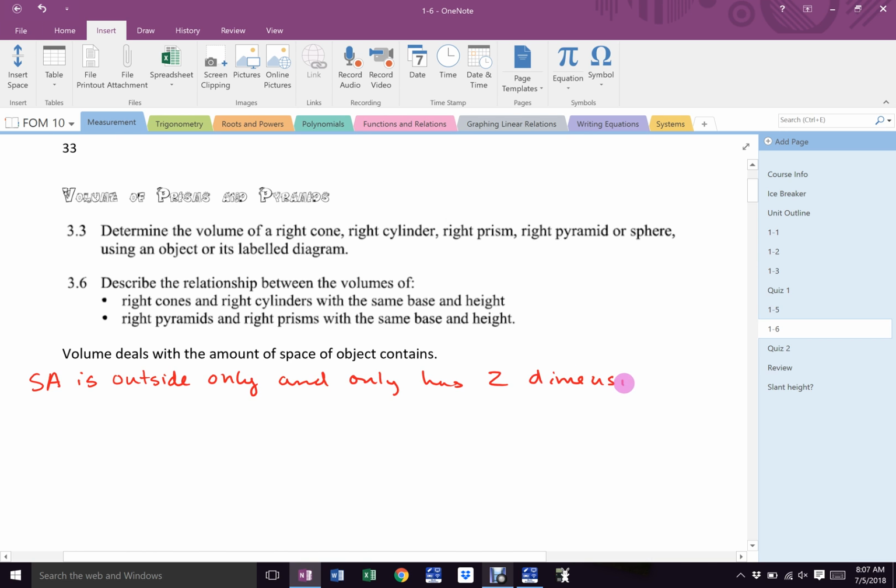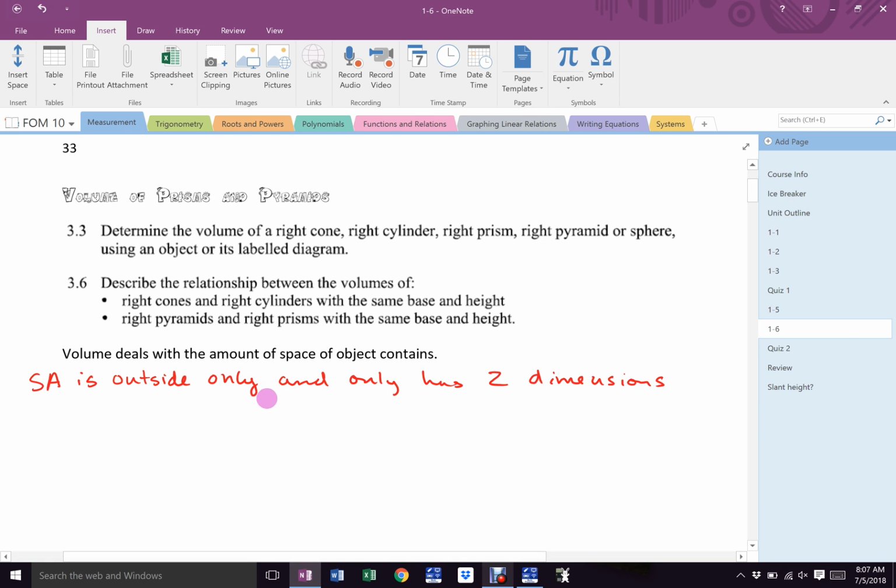So surface area is outside only and only has two dimensions. It's only got a length and a width. Now, the terms length and width, once again, don't mean anything. They've just been named length and width because they go in two different directions. You've been taught all the way along that length is the longer side, right? That's only so you can differentiate between the two. Does everybody understand? It does not matter which is which, because multiplication is what we call commutative, which means you can multiply in any order and it still works.